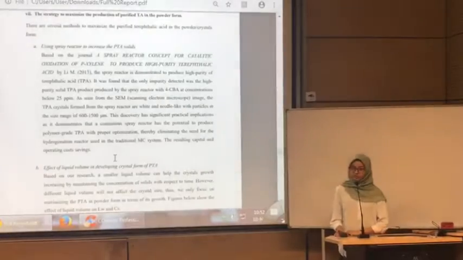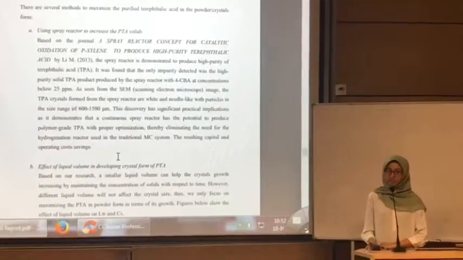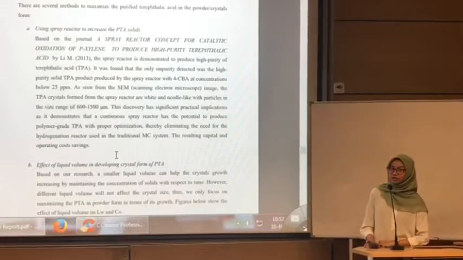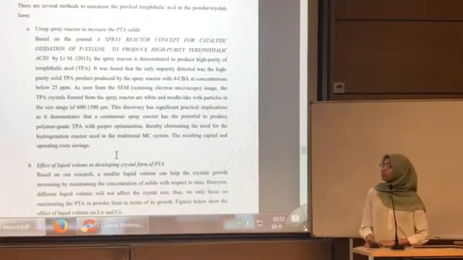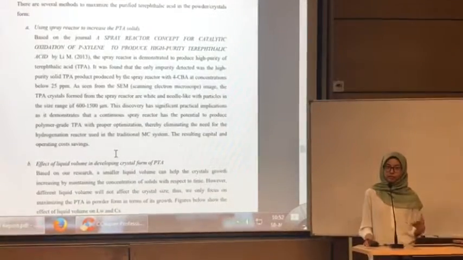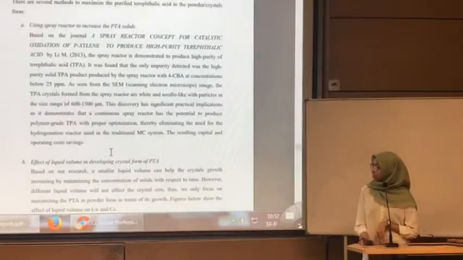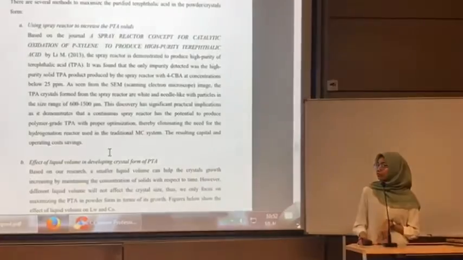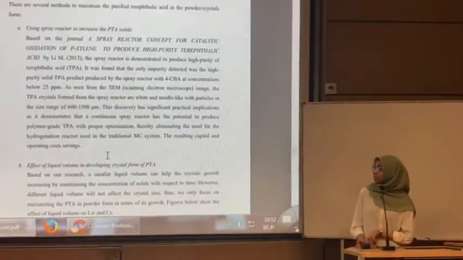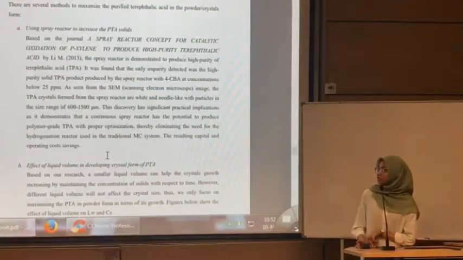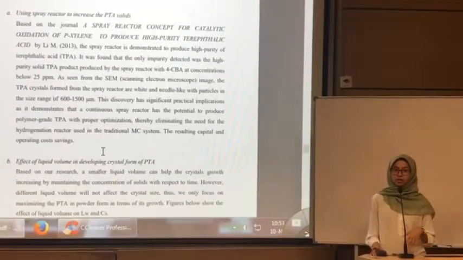There are several methods to maximize it. First, we use the spray reactor, and as we propose in the separation system, we use the DTB crystallizer, because based on the journal from Mangley 2013, the spray reactor is demonstrated to produce high purity terephthalic acid, with impurity less than 25 ppm as mentioned in the project. The TPA crystals formed from the spray reactor are white and lightweight particles in the size range of 600 to 1500 micrometers. This discovery has significant practical implications, as it demonstrates that a continuous spray reactor has the potential to produce polymer-grade TPA, and at the same time it can save operating cost.